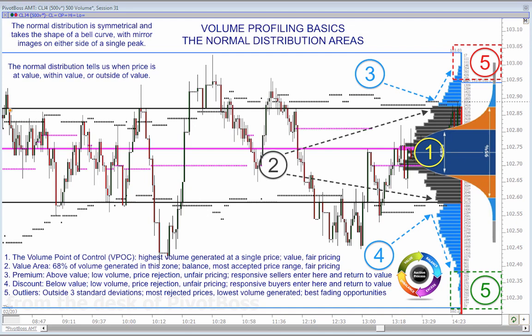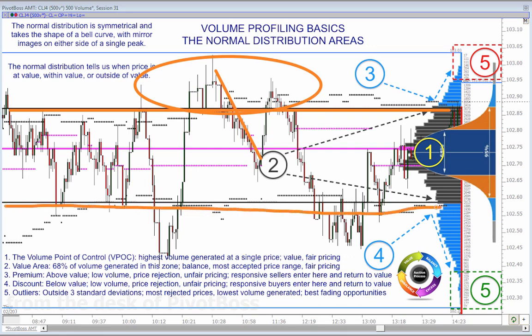Now, once price gets above this line, that's the value area high, everything's considered a premium. Prices are at a premium. You sell premiums. You don't buy them. And when price gets below this line, this is the value area low, VAL, prices are at a discount. You buy discounts.